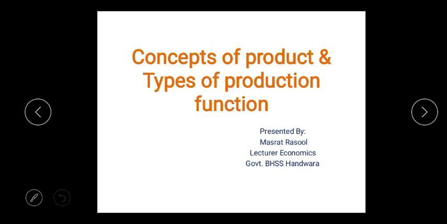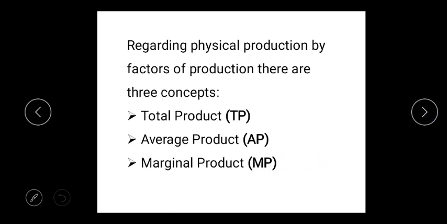In this lecture, we will discuss various concepts of product and the types of production function. Students, regarding physical production by factors of production, or on the basis of productivity of factors of production, there are three important concepts which are total product, average product, and marginal product. Now we will discuss them one by one in much greater depth in our coming slides.